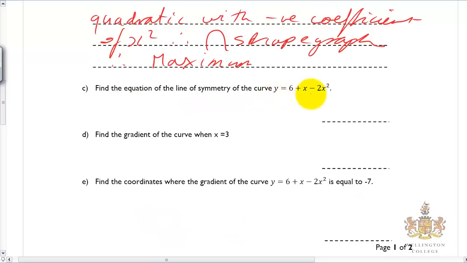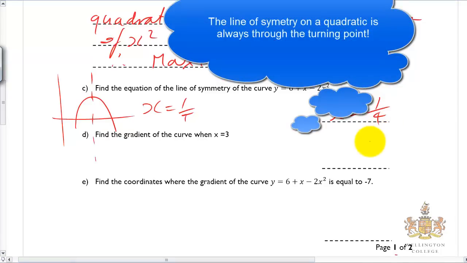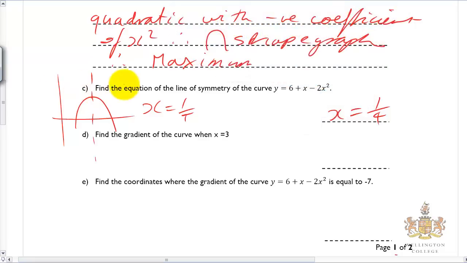Find the equation of the line of symmetry of the curve. Right, all quadratics have a line of symmetry, and the line of symmetry always goes through the maximum point. And the maximum point happened when x equals a quarter here. And notice this is a line that just runs parallel to the y-axis. x equals a quarter. So therefore the line of symmetry will be simply x equals a quarter. All vertical lines are x equals something. All horizontal lines are y equals something. Simple answer.